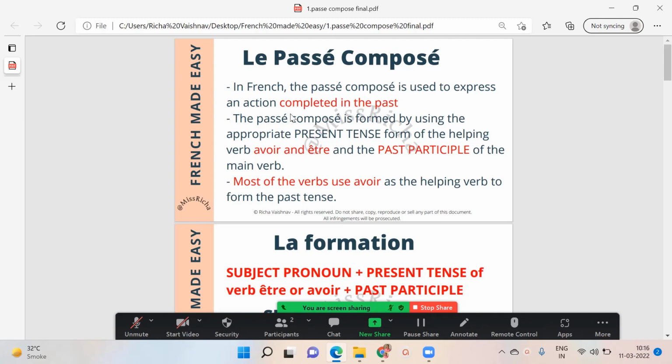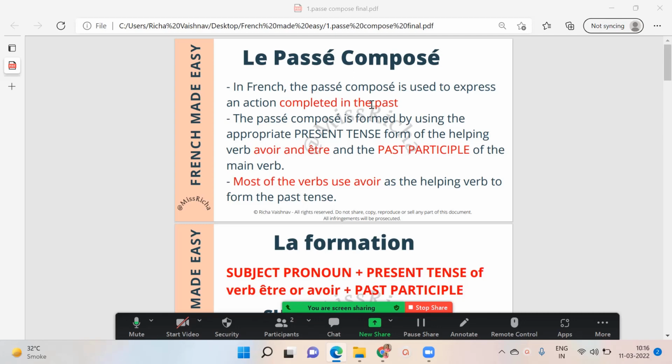Passé composé is a completed action in the past, and is used to express completed actions in the past. In the sense, you remember in English, in past tense, we have learned simple past tense, past continuous tense, past perfect tense, and past perfect continuous tense, right? These four tenses we have learned.